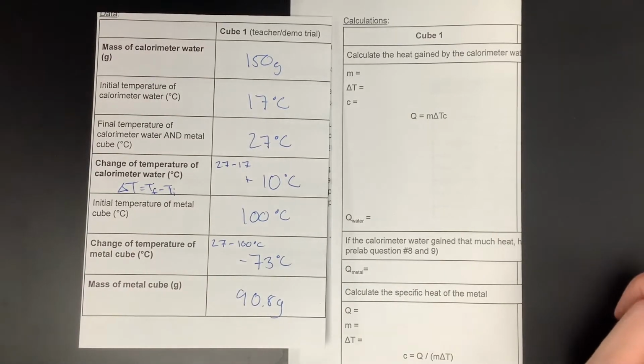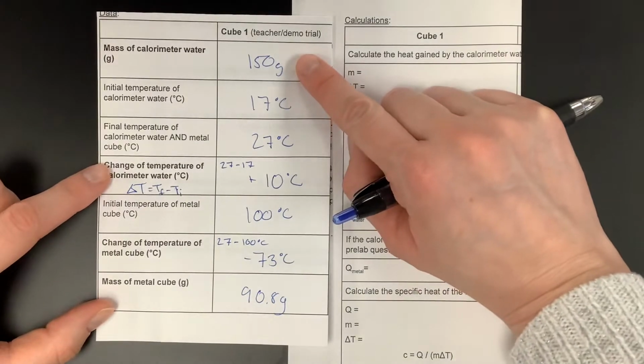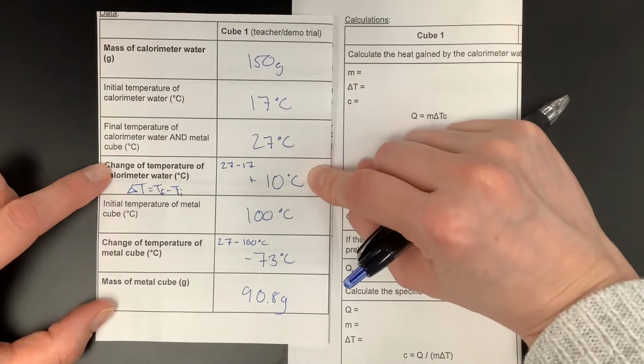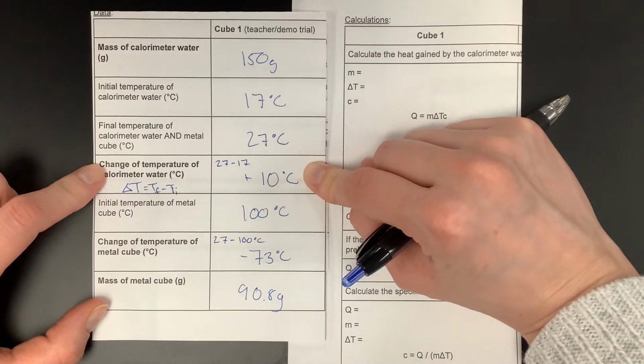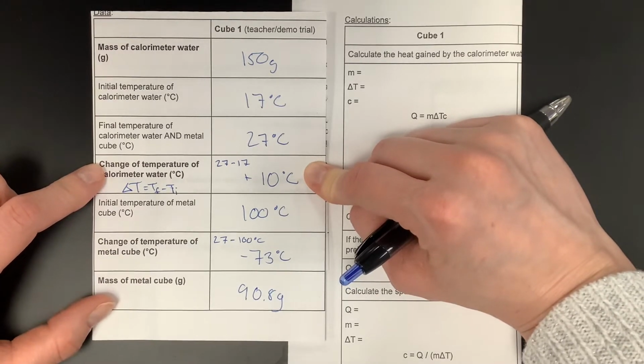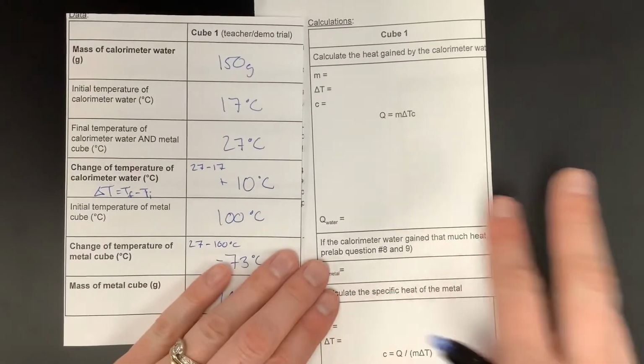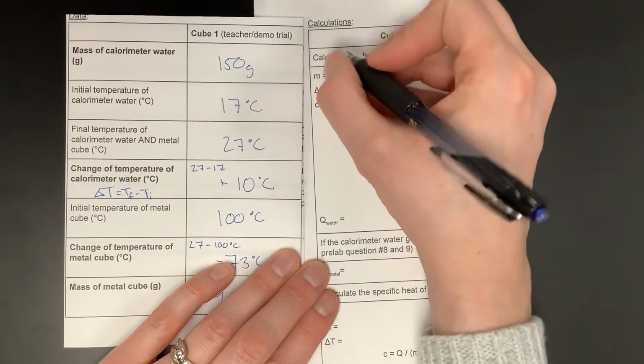So the first thing we can do is figure out how much heat energy the calorimeter water gained. We know the mass of the calorimeter water, we know the change in temp of the calorimeter water, and we know the specific heat of the calorimeter water because it's water. So we can figure out how much heat the calorimeter water gained. So let's plug in our numbers.